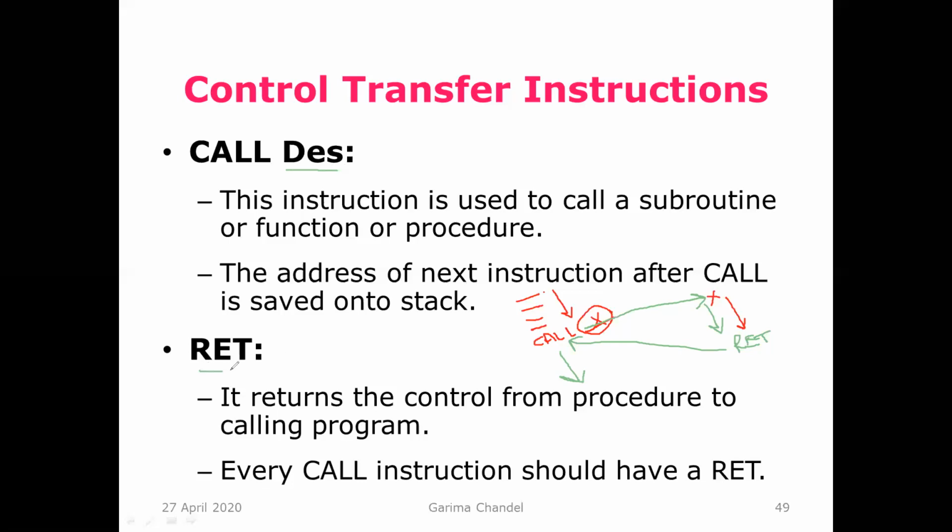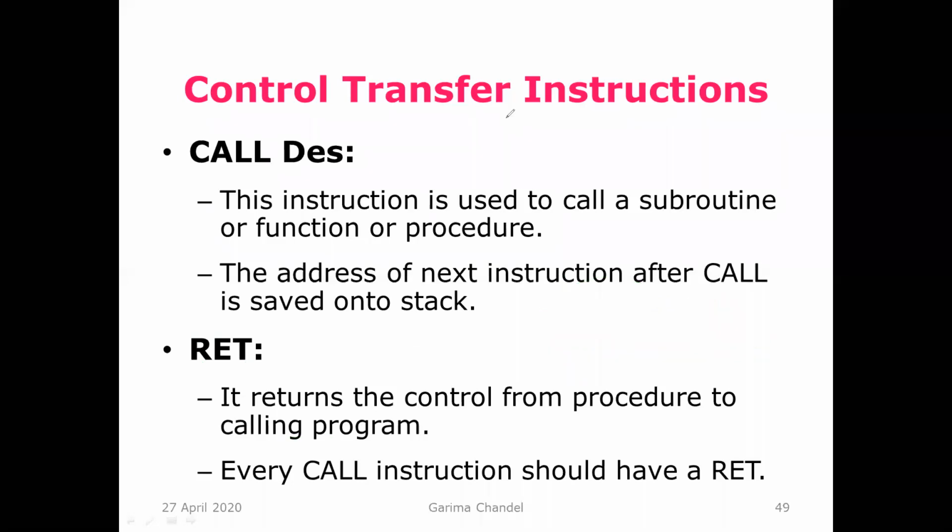The return instruction has no source or destination. It is complete in itself. After every subroutine, at the end, return should be there. Then it returns the control from the procedure or subroutine to the calling program. The calling program was the main program. Every call instruction should have a return, meaning every subroutine should end with the return so that control is finally transferred to the main program.